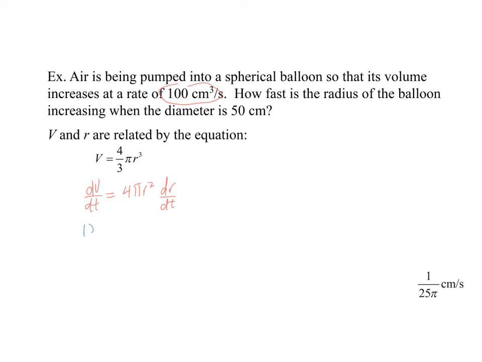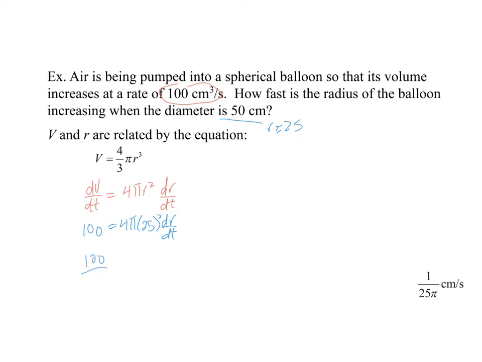So the 100 would be our volume rate. Our dr/dt is what we're looking for. And the rest of our formula has 4 pi times r squared. So at this particular moment in time, it gives us a diameter of 50. So that means our radius would be 25. So we'd plug 25 in there and we're done. So now we just rearrange the equation and solve for dr/dt.